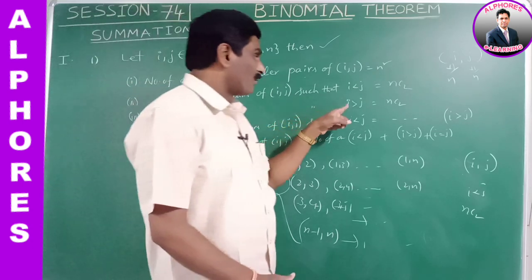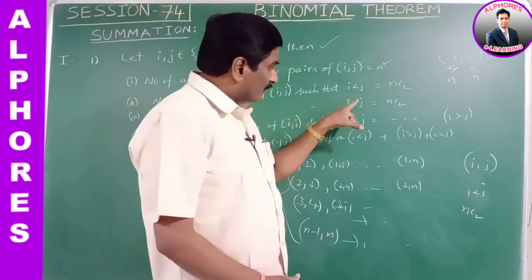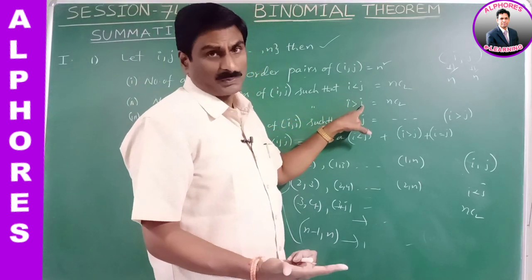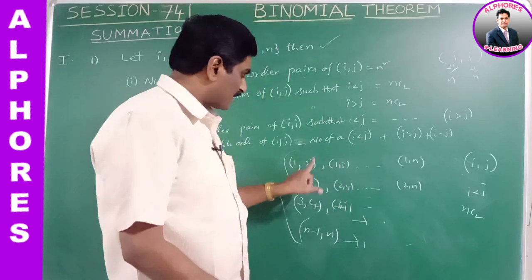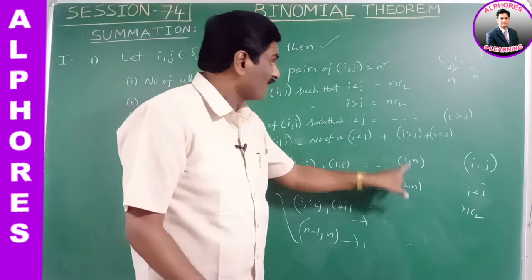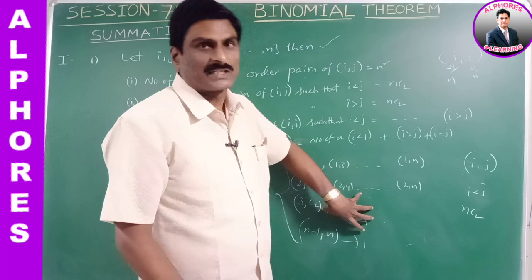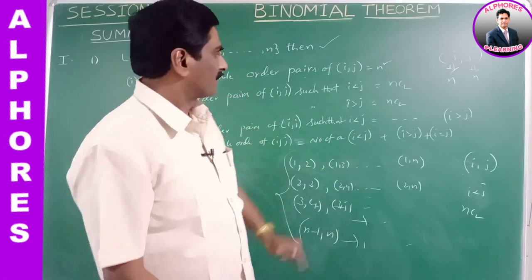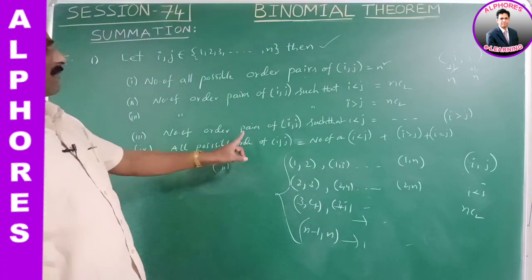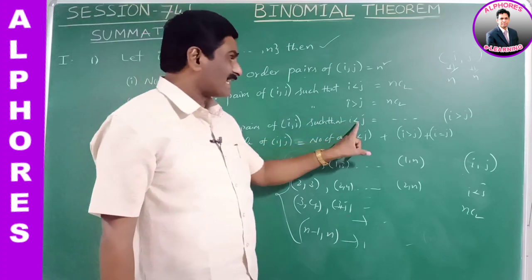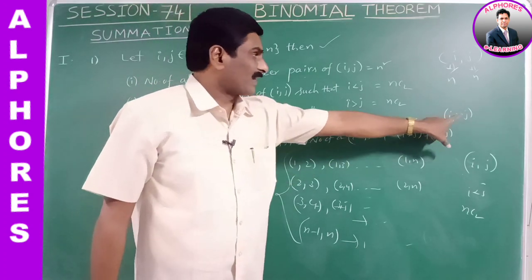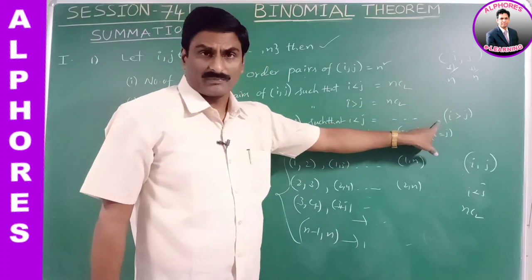That means the possible values are i > j. Suppose i is 1, the next least value j, no possibility. That means reverse order of these values, 2 1, 3 1, all of these are possible values. That means same nC2. Next, the number of ordered pairs (i, j) such that i < j is equal to the number of ordered pairs with i > j. nC2, both are equal.